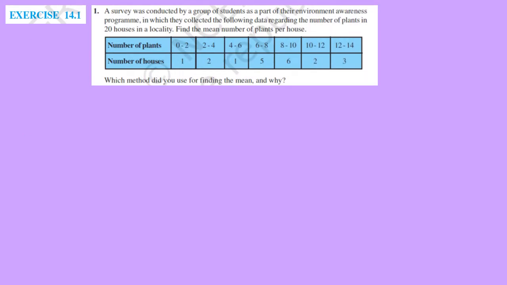Question number 1. A survey was conducted by a group of students as a part of their environment awareness program, in which they collected the following data regarding the number of plants in 20 houses in a locality. Find the mean number of plants per house. So the data is given, number of plants given as a class and number of houses also given. So we need to make a table in column format. Let us first make the table.